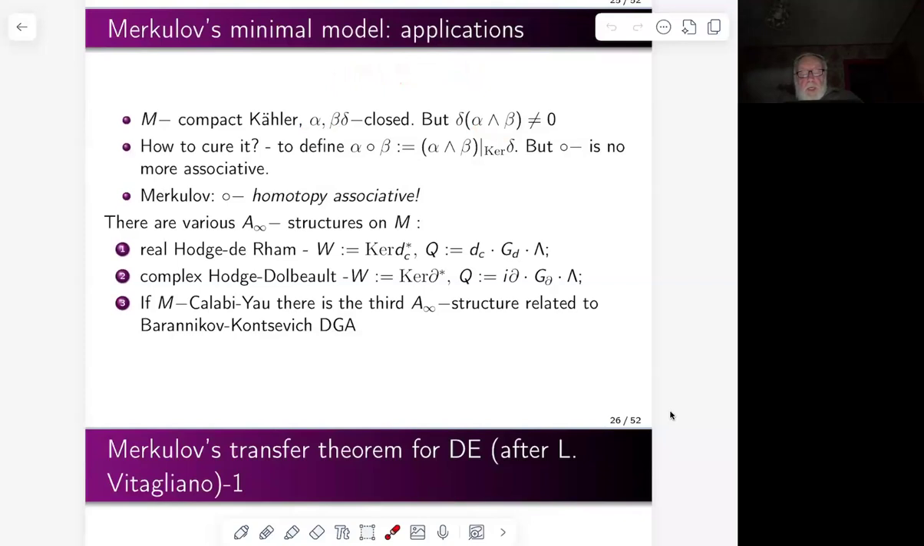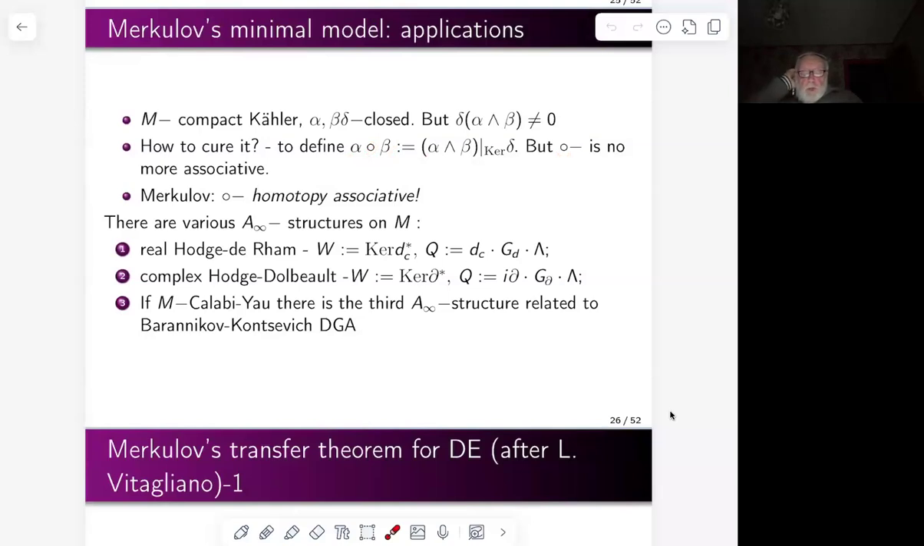Of course, the first idea how to save the situation: you shall just define a new multiplication on the level of these delta-closed forms, namely take wedge alpha beta and restrict it to the kernel of delta. So the new multiplication, given by this circ, is a restriction of wedge to the kernel of delta. But the problem is that this new operation is no more associative. It is, of course, a binary operation, but non-associative.